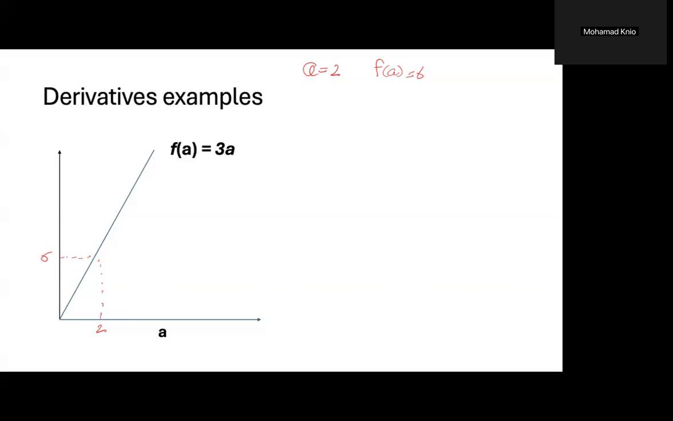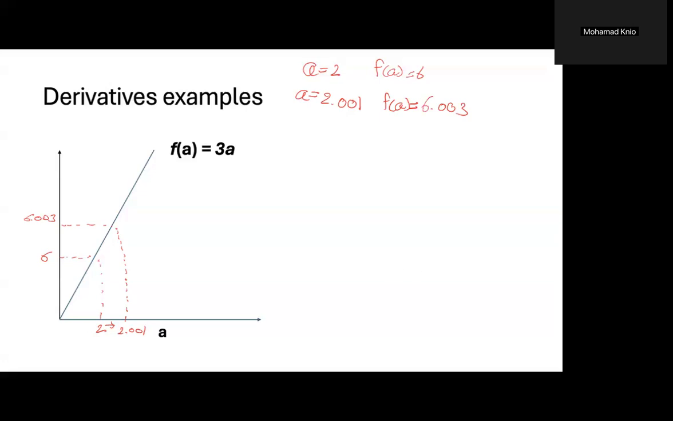Now, what happens if we give a little nudge to the right? If we move a little bit to the right, we say a is equal to 2.001. And when a is 2.001, we see f of a is going to be equal to 6.003. And let's plot it here.